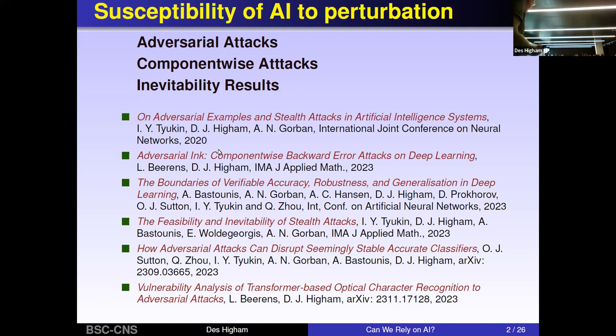So somebody's deliberately trying to make things go wrong in the system. And from my perspective, that's to do with stability, that's vulnerability with respect to perturbations. So those are the kinds of topics we'll be looking at.